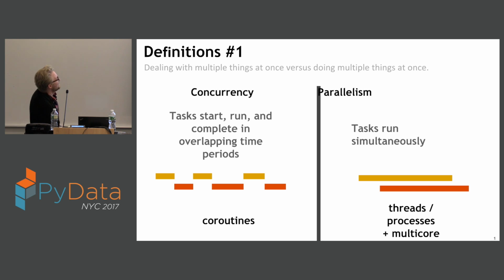So here we have some visual representations of what I'm talking about. Let's consider the orange and the red lines as, we'll talk about them as threads, or generally each one is doing something. So we can see here concurrency versus parallel.